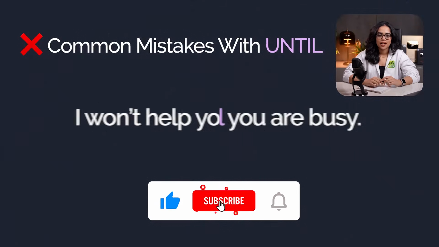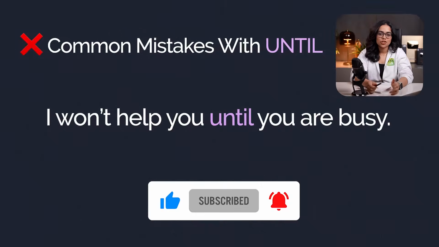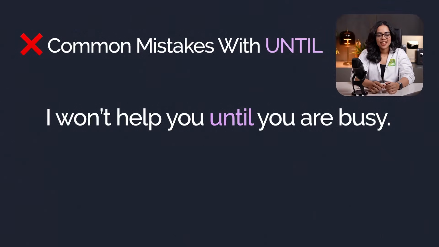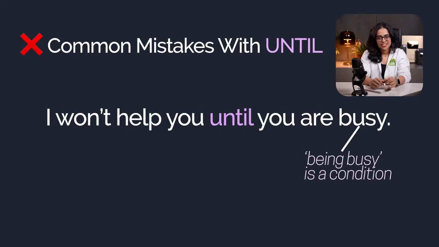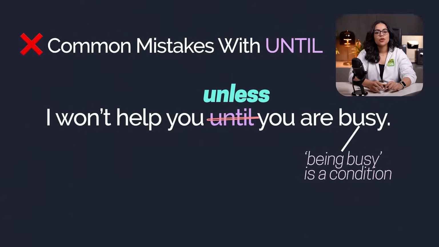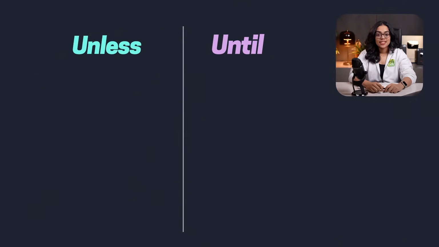Now here's a common mistake learners make while using until. For example, I won't help you until you are busy. Now this sentence sounds a little off, right? Because busy is a condition, not a time. The correct sentence would be, I won't help you unless you are busy. Here we'll not use until, because until is always used for time, not for conditions.